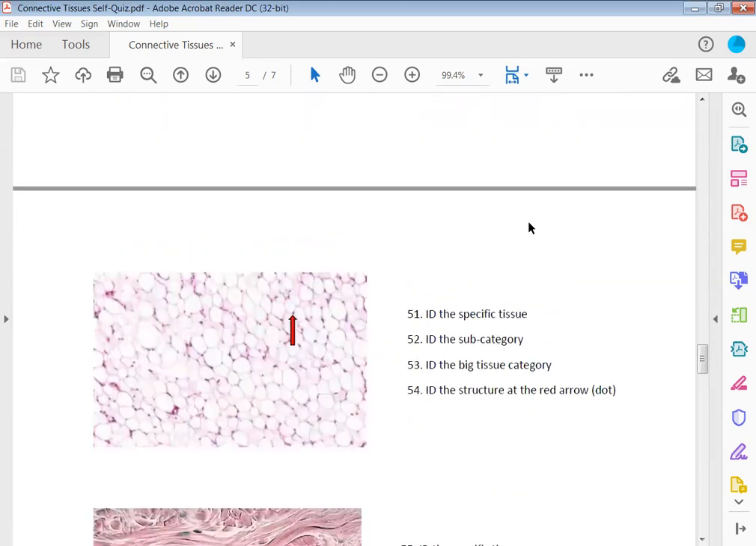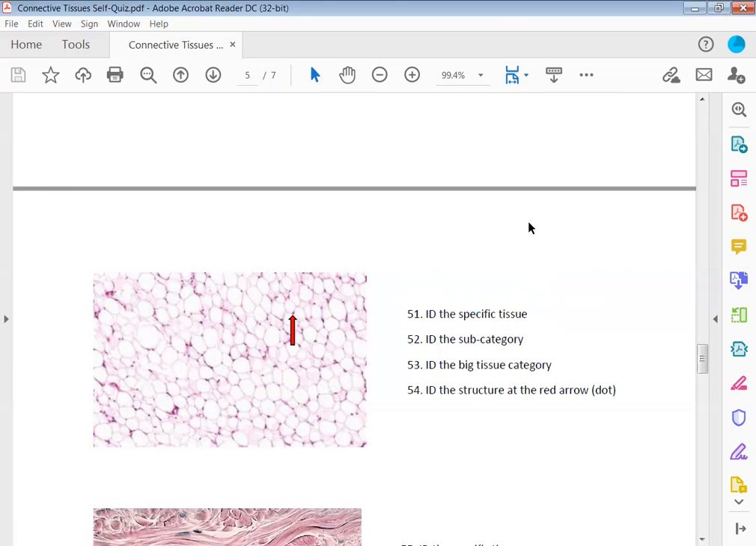The tissue here with questions 51 through 54. This looks like cottage cheese or a bunch of air bubbles. So this specific tissue, number 51, is going to be adipose. Adipose are your fat cells or your fat tissue.